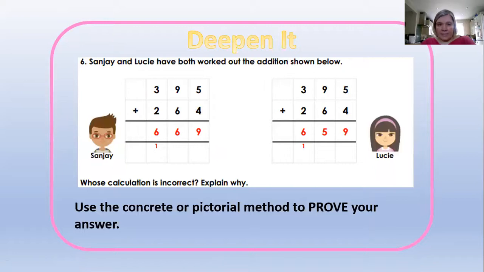And you're deep in it today. Sanjay and Lucy have both worked out the addition shown below. Whose calculation is incorrect? Explain why. So I would like you to show how you have used your concrete or pictorial method to prove your answer. Okay, some of you might be able to look at that straight away and know which one is incorrect, but you need to be able to prove it.